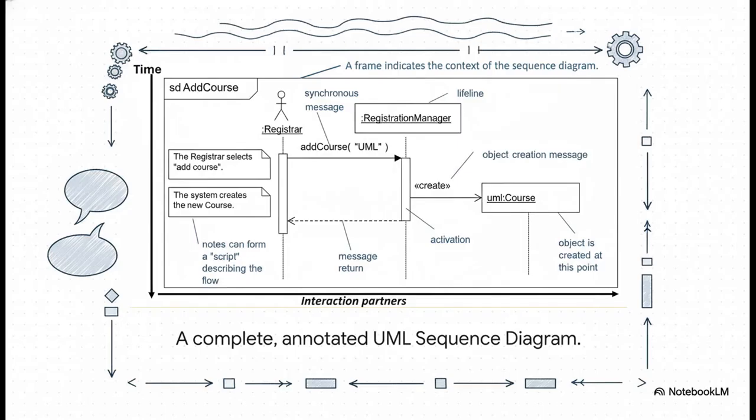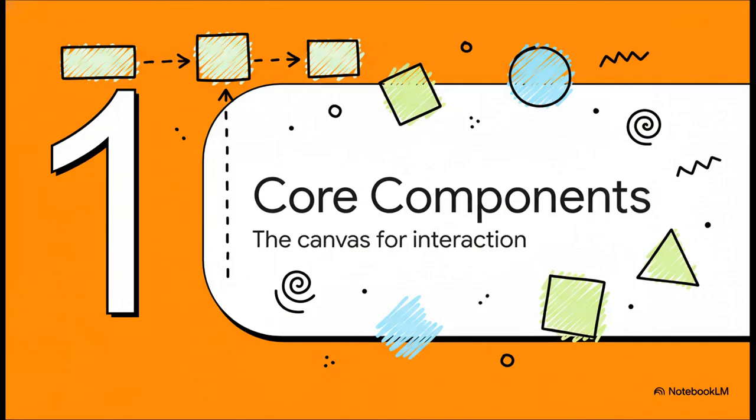This is a complete annotated sequence diagram, and it's going to be our main example. We're literally going to deconstruct every single piece of syntax you see on this diagram. By the time we're done, you'll know exactly what's going on here and how it's modeling this interaction. All right, let's get into it.